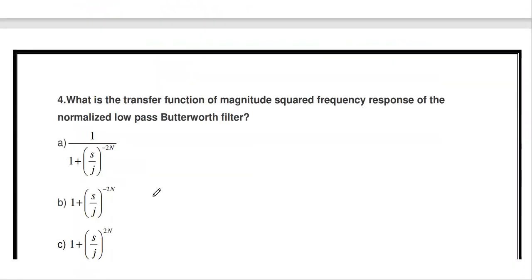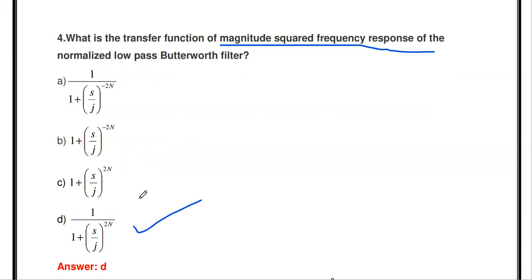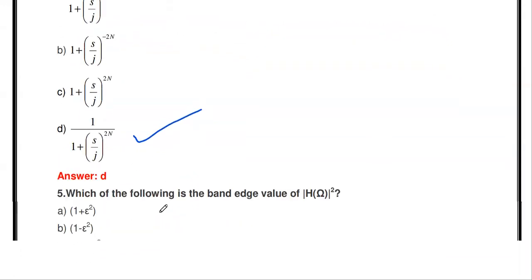Okay, then the next one: what is the transfer function of magnitude squared frequency response of the normalized low pass Butterworth filter? The answer is 1 divided by 1 plus s divided by j to the power 2n. This is the magnitude squared frequency response of the Butterworth filter.